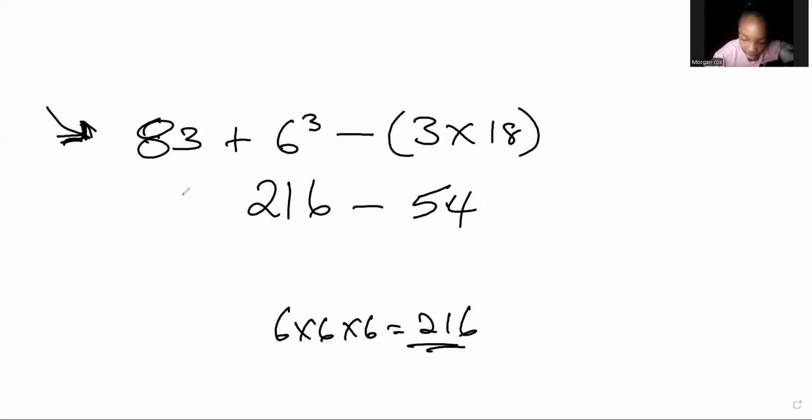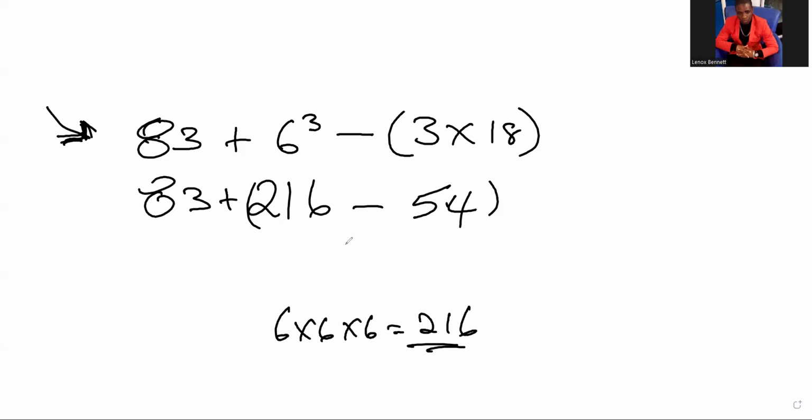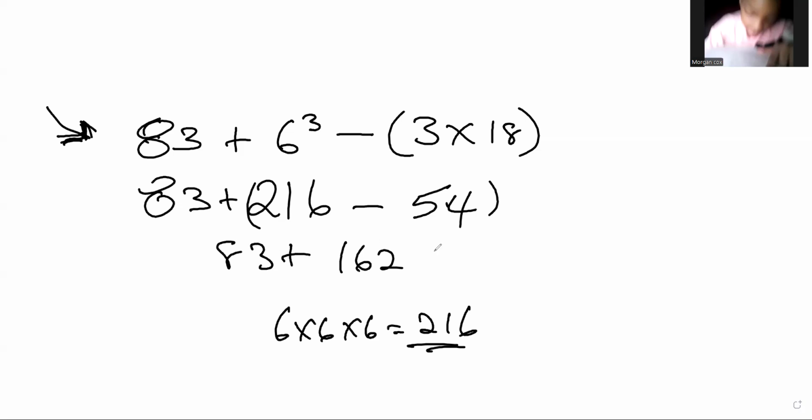Then I took 216 from 54, which gave me 162. So 54 from this, you get 162. And then I added 83 to 162 and got 245.